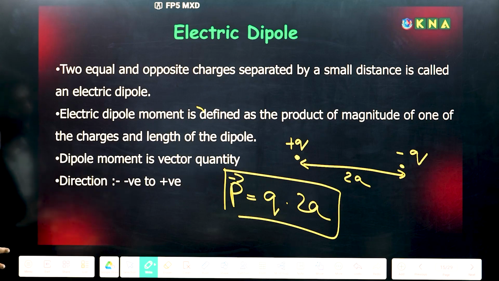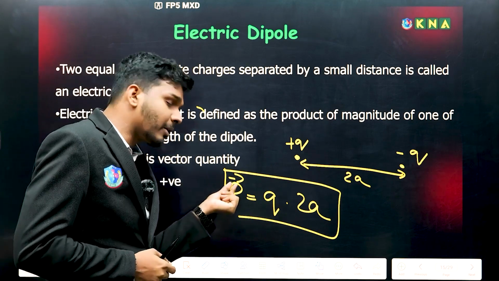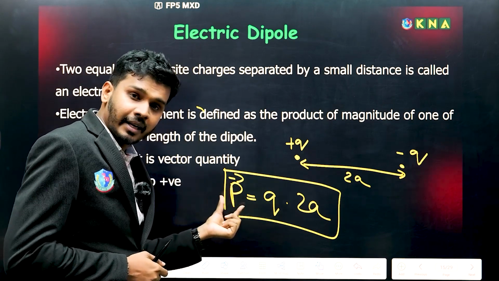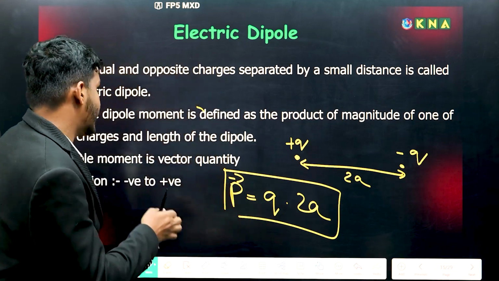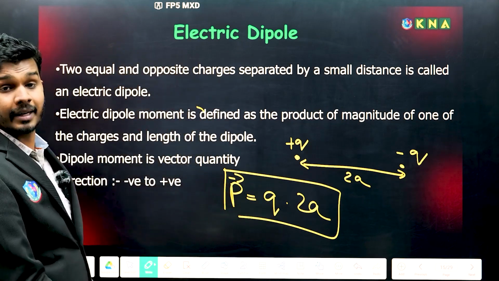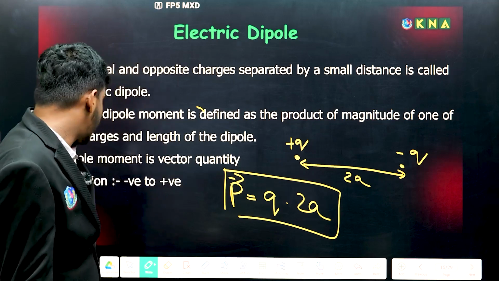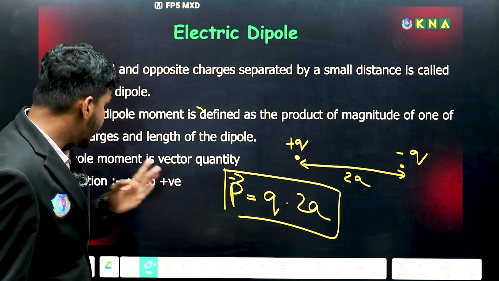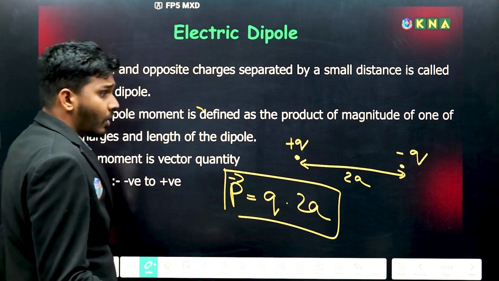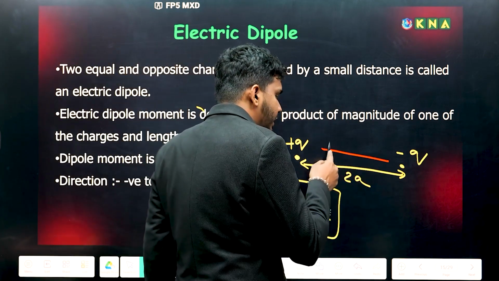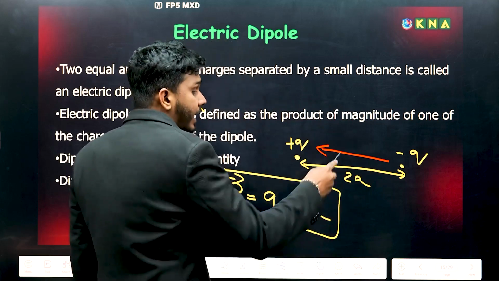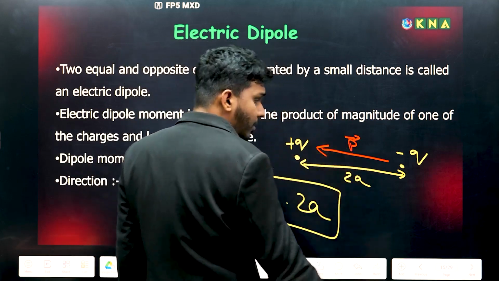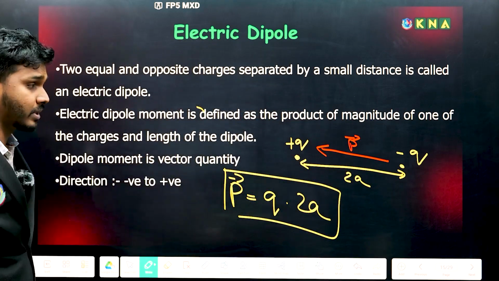Is the electric dipole moment scalar or vector? Electric dipole moment is a vector quantity. What is the direction of electric dipole moment? The direction of electric dipole moment is always from negative to positive.